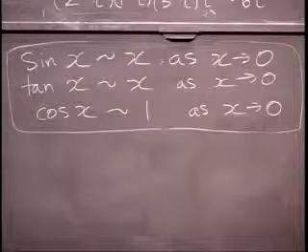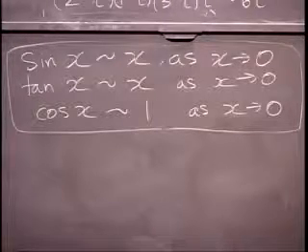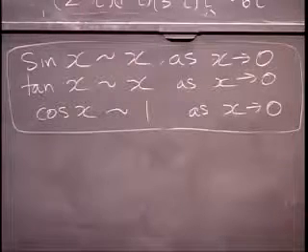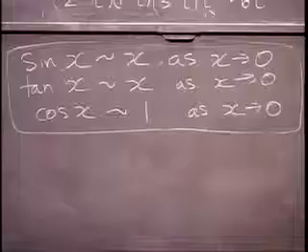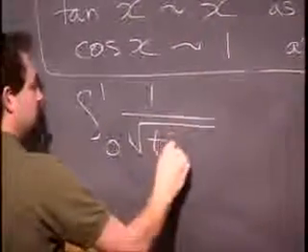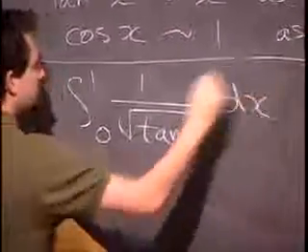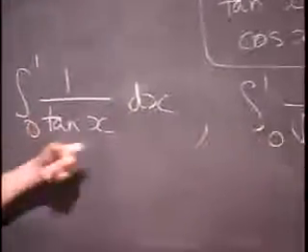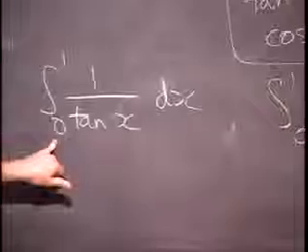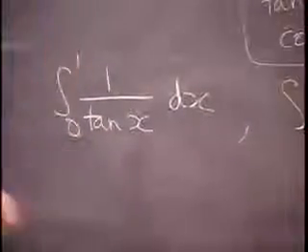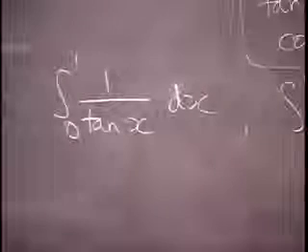So what example would I like to use? Here's a simple one. Consider these two integrals: the integral of 1 over tan x and 1 over root tan x from 0 to 1. The only problem spot in both integrals is at 0, because tan 0 is 0. There's no other problem spots as it turns out.